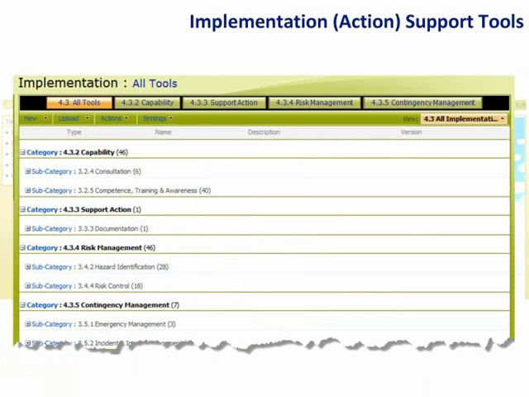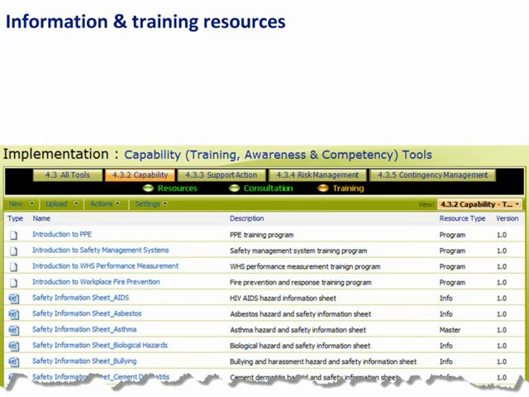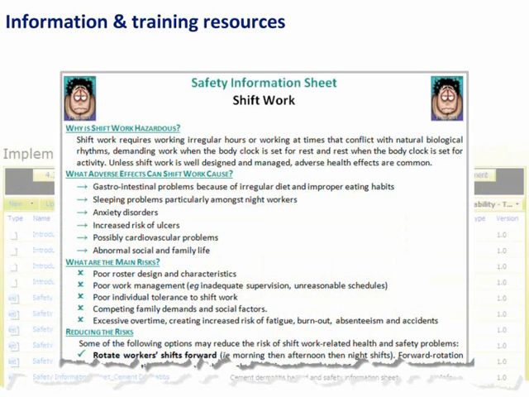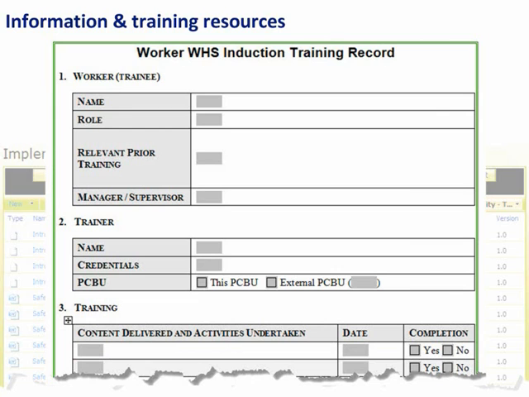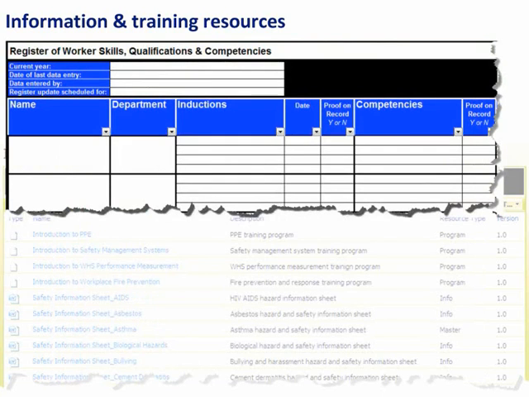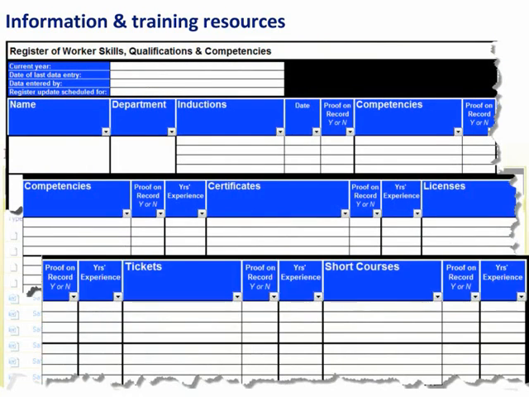There are more than 100 implementation support tools in SafetyPoint. They include safety information and training resources, such as safety information sheets to help inform workers about hazards and the risks associated with their work and ways to avoid harm from those risks, and PowerPoint training programs that workers can work through or trainers can deliver. And there are training record forms and registers to help you manage work health and safety training.